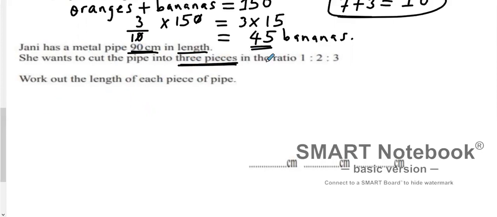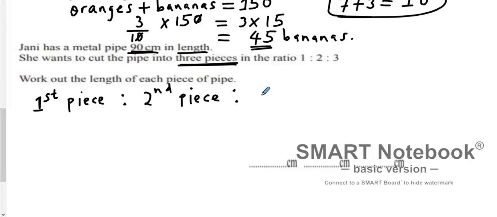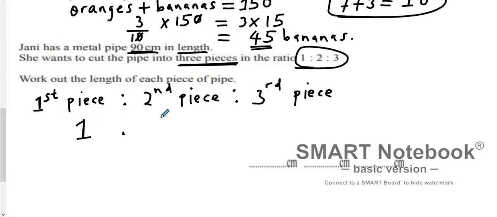3 pieces meaning that you will have the first piece ratio, the second piece ratio, the third piece ratio, see? So you have something like so, all right? So we have the first piece ratio, second piece ratio, third piece ratio, and the ratio numbers are 1:2:3, okay? So what is the question asking for?